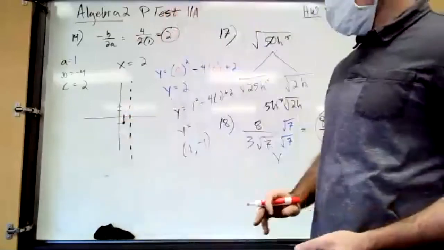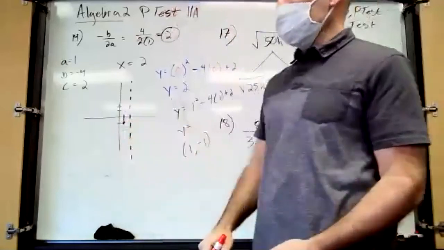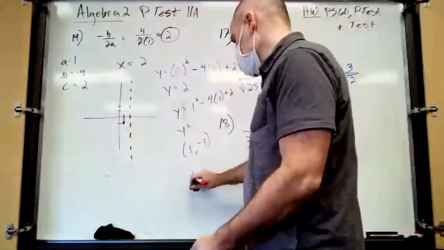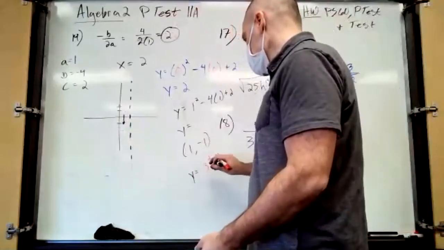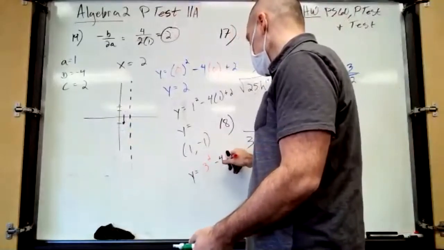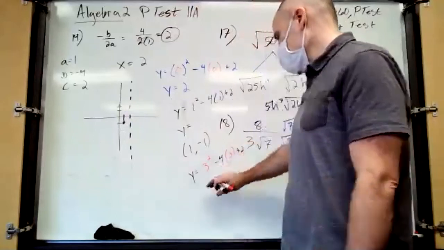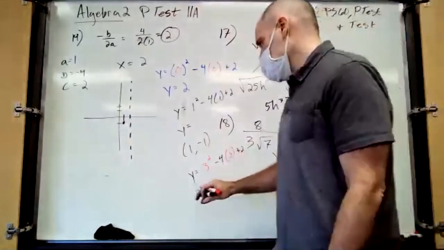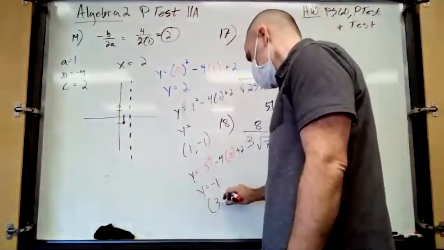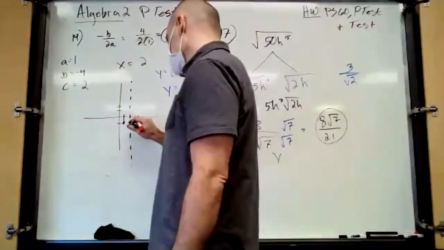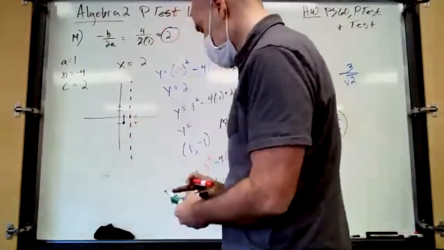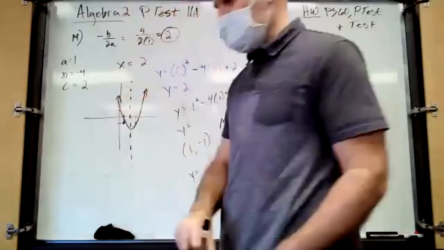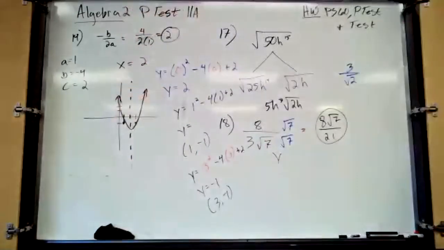Let's pick another x. Let's go past our axis of symmetry. Let's go to like x equals 3. If x equals 3, what does y equal? Well, 3 squared minus 4 times 3 plus 2. 9 minus 12 is negative 3 plus 2 is negative 1. So we got 3, negative 1 is another point. 1, 2, 3, negative 1. So it looks like this is going to be our parabola. So once you get here, just roughly draw a parabola and you're done.